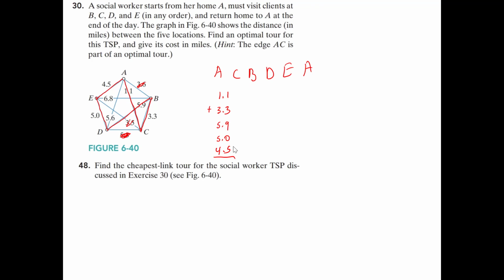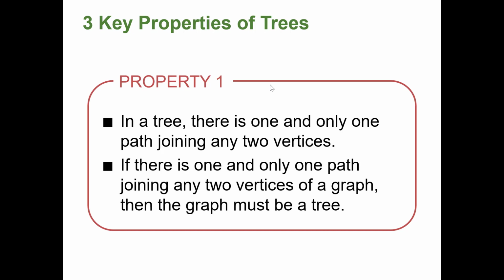1.1 plus 3.3 plus 5.9 plus 5.0 plus 4.5 is 19.8 miles. Okay, so let's move on.